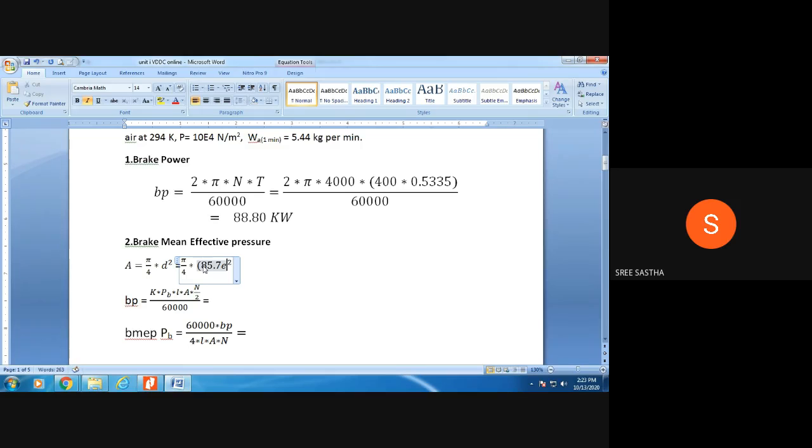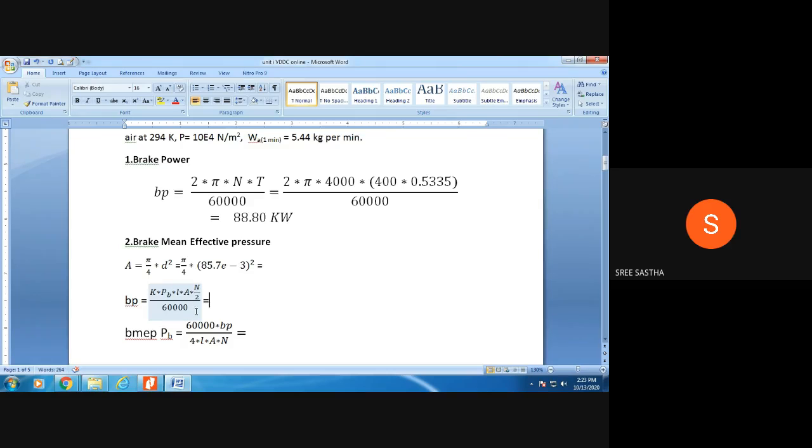85.7 e power minus 3, that is 10 power minus 3, square. You have to find the answer. If possible, give the answer now. Otherwise, I will give 5 minutes time. Then you can give. Okay.